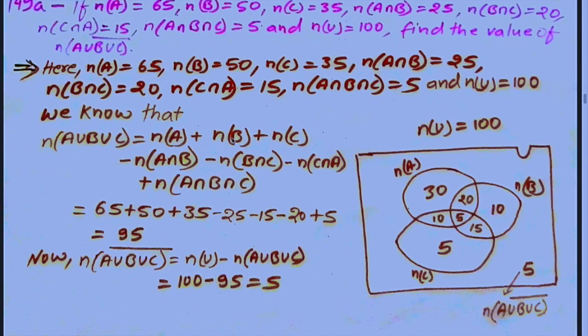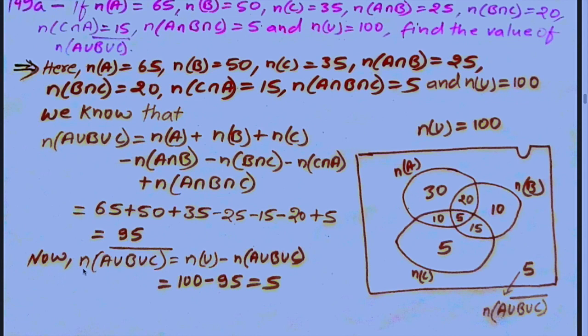Here A plus B plus C. Now minus all three intersections: 25, 15, 20. Plus 5. In addition and subtraction of all these numbers, it comes to 95.